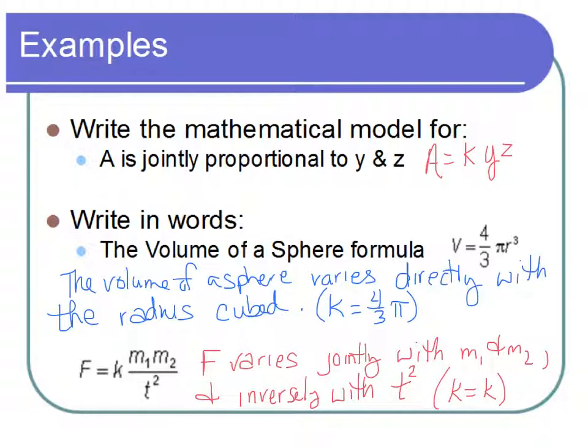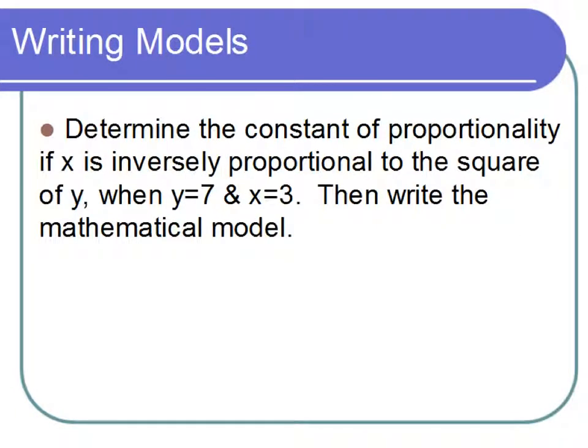Okay, let's try using these a little bit more and creating some. So here's a classic type of problem that we're going to be working with, which is really more helpful for us to be able to write these models so then we can use this model to determine, like on that earlier one, how much we were going to get paid. So it says determine the constant of proportionality. So I'm going to be looking for K.